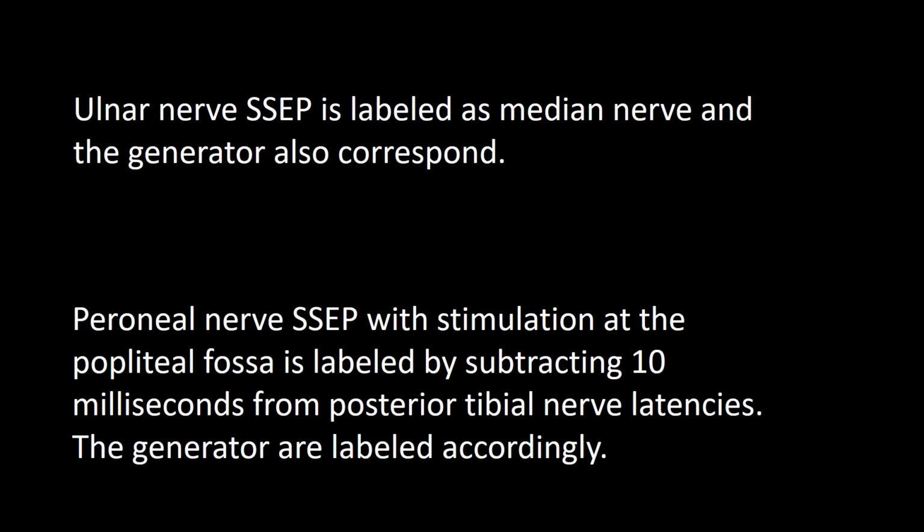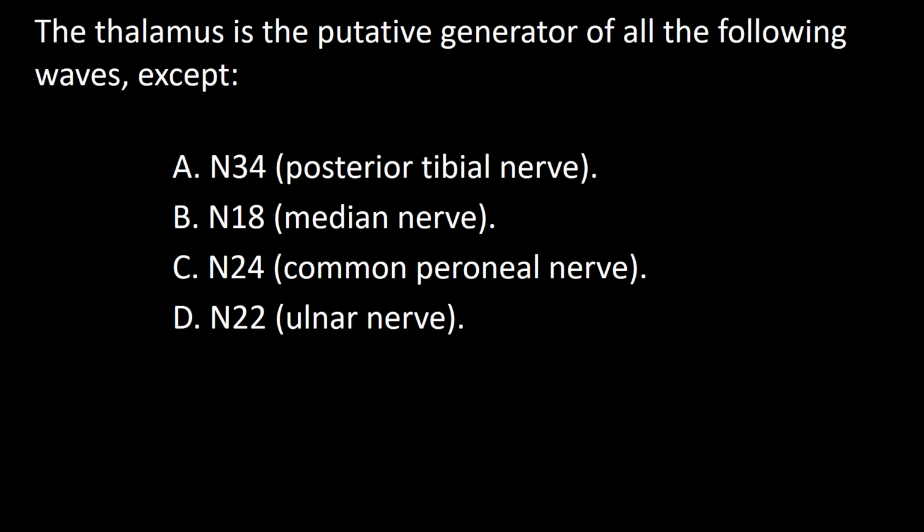It is important to remember that ulnar nerve somatosensory evoked potentials are labeled exactly the same way as median nerve evoked potentials, and that the generators are apparently the same. And also that peroneal nerve somatosensory evoked potentials with the stimulation at the popliteal fossa are labeled by subtracting 10 milliseconds from the posterior tibial nerve latencies. The generators are labeled accordingly by some authors. So the answer to this question is D.